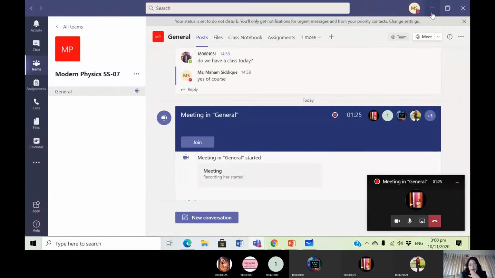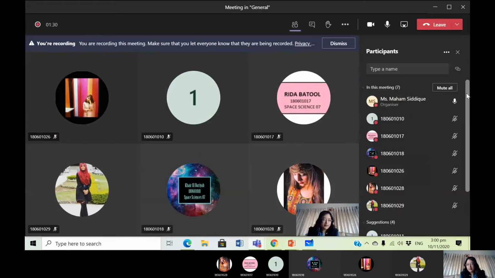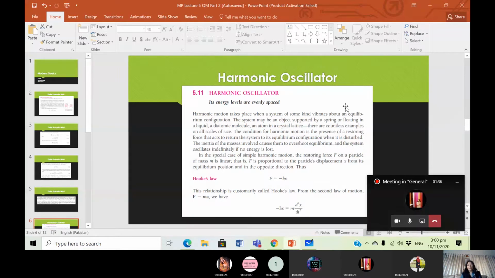Share the screen. Okay. So how many students are here? A few students are here. The rest will join soon. It's 3 o'clock, so we can start now.